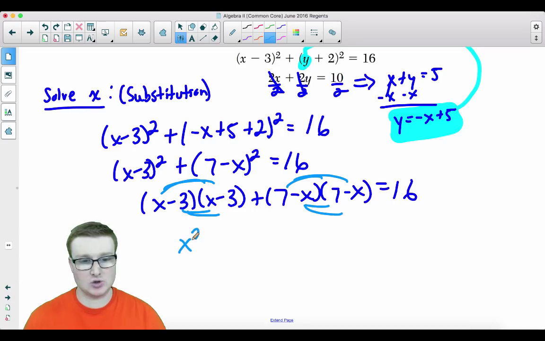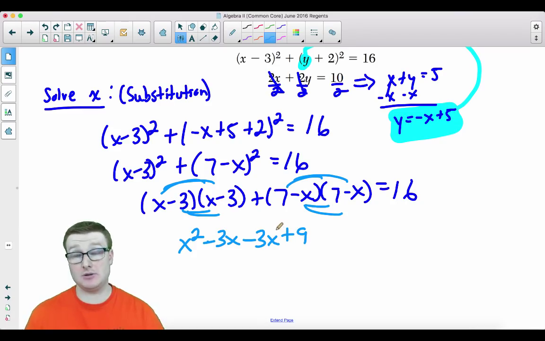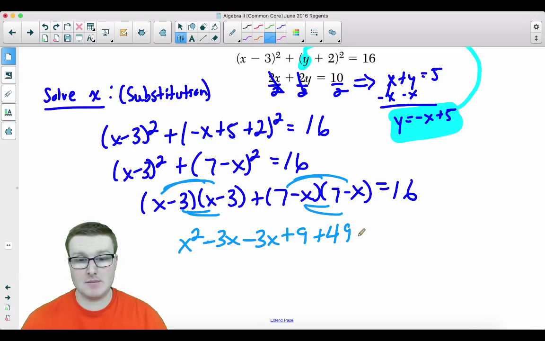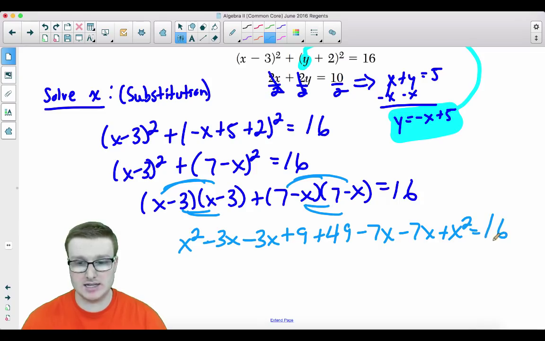X times x is x squared. X times negative 3 is negative 3x. Negative 3 times x is negative 3x. That gives us a plus 9 at the end. Negative 3 times negative 3 is a positive 9. Plus 7 times 7 is 49. 7 minus x. Well, 7 times the negative x is negative 7x. Negative x times positive 7 is negative 7x. Negative x times negative x is plus x squared. That equals 16.